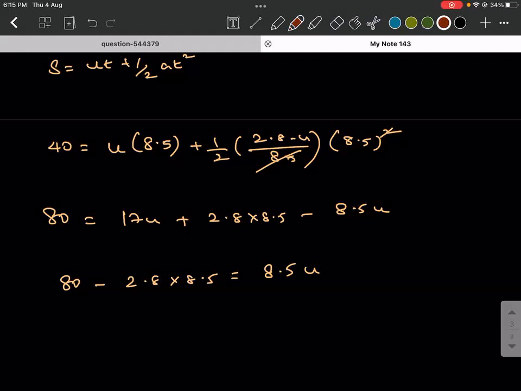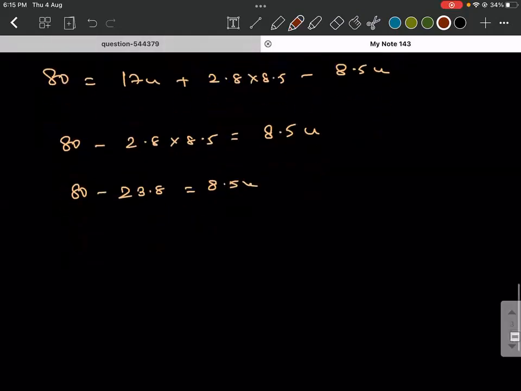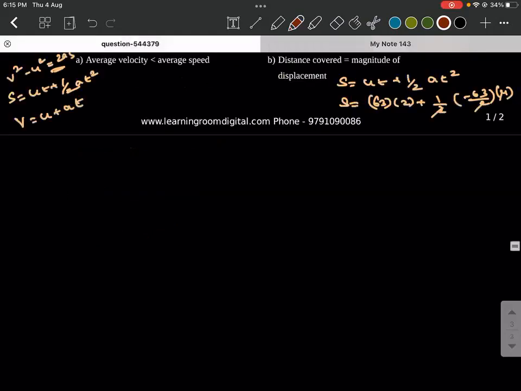How much? So 80 minus, how much is 2.8 into 8.5? Do it fast. 23.8. So 80 minus 23.8, 56.2 is equal to 8.5U.